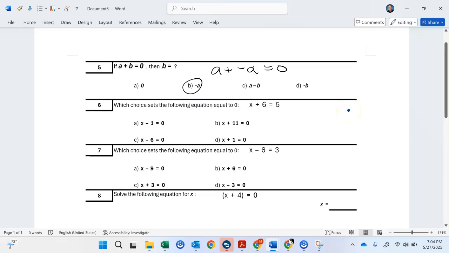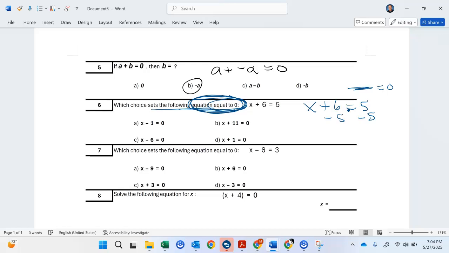Now we have one over here. Now we're setting this equal to 0. So x plus 6 equals 5. If we want that to equal 0, we're not solving for x. We're trying to make the equation equal to 0, so that's different. We want 0 on this side and the rest over here. So instead of subtracting 6, we're going to subtract 5. 5 minus 5 is 0, but we have to do that here too.